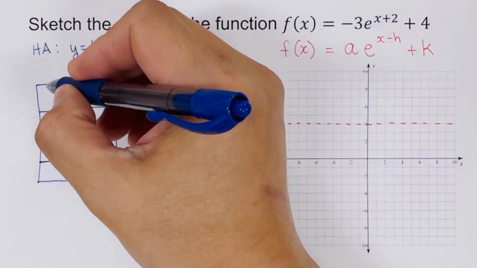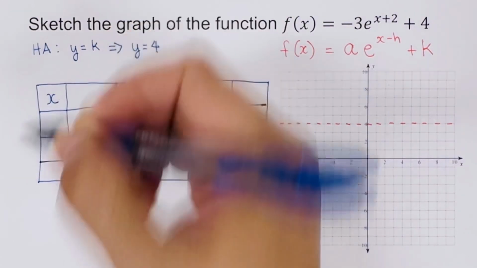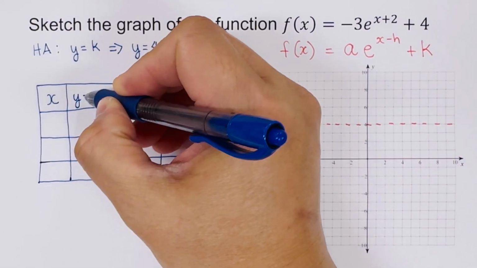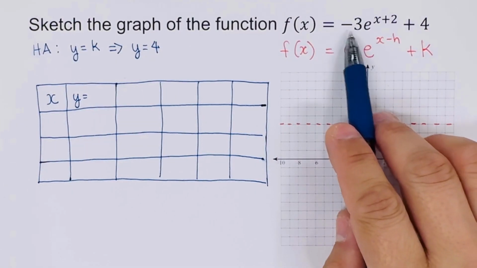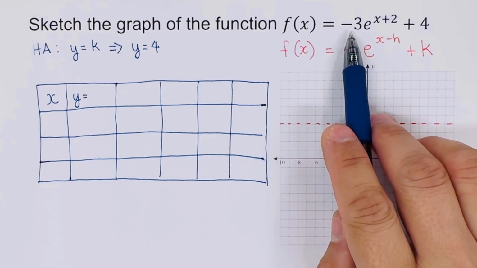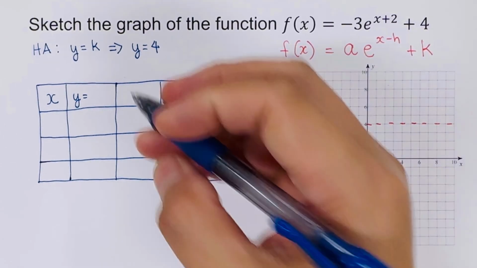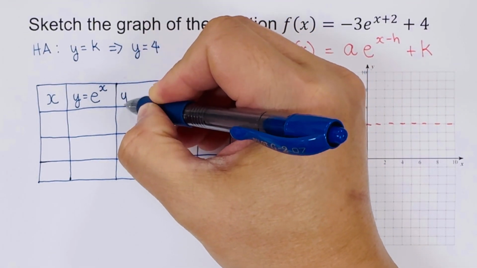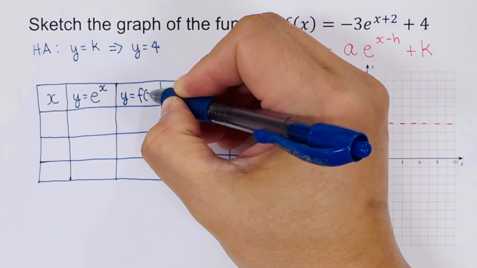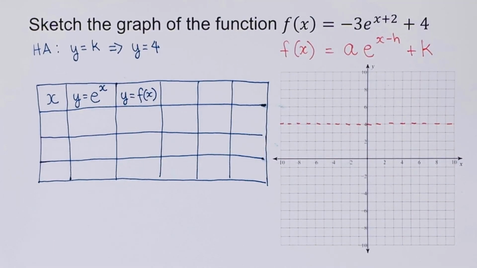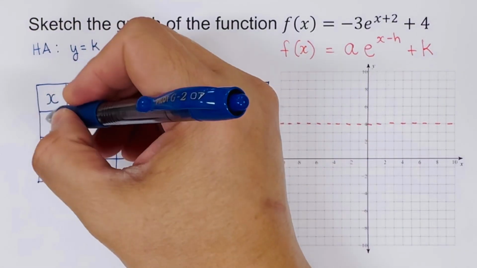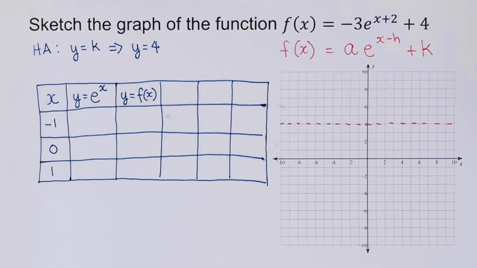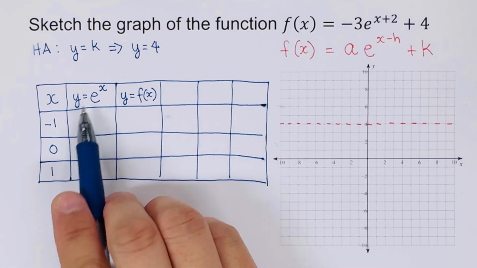The first column that we're going to have here will be x. And the second column will be y equals the parent form for this given function, which is y equals e raised to the power x. And the next column is to get the value for y, which is actually equal to f of x. So we go ahead and put in some values for x first. We can assign x as -1, 0, and 1. So what we do next is we plug these values into this equation.